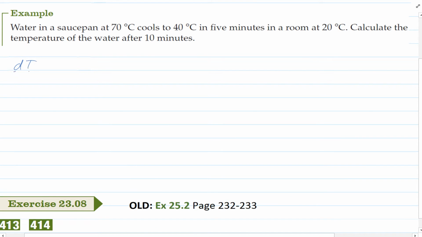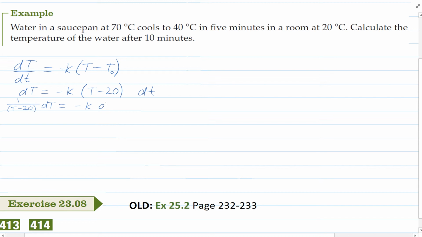We have change in temperature with respect to change of time is equal to negative k times temperature minus room temperature. What we can do here is rearrange it: dT/dt is equal to negative k (T minus 20), because that's the room temperature, and then rearrange it so that we've got 1 over (T minus 20) dT equals negative k dt.